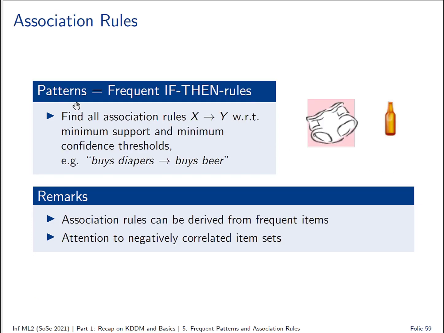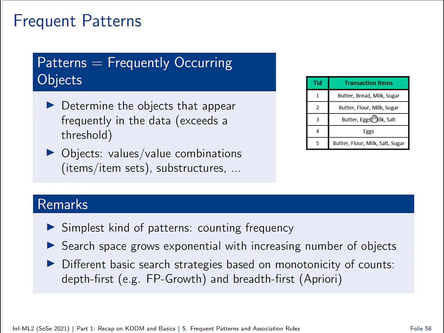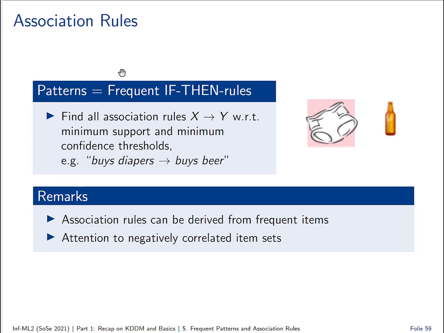From these patterns you can get association rules, which are frequent if-then rules. So you want to find all association rules like if X, then also Y, with respect to a minimum support and a minimum confidence threshold. I think you all know the famous example of association rules: people that buy diapers also buy beer, and you can extract that from these frequent item set results. So frequent item set mining is a pre-processing step for obtaining association rules.